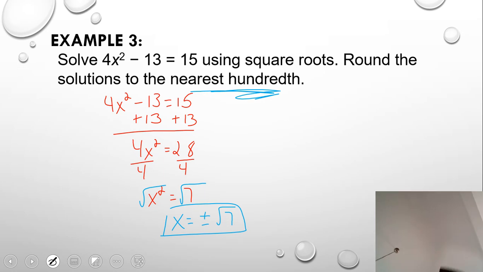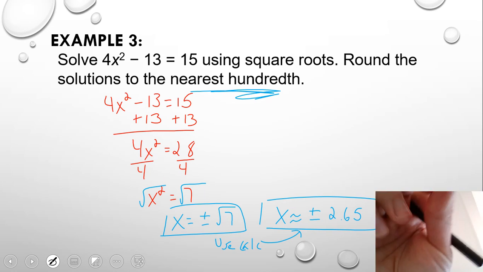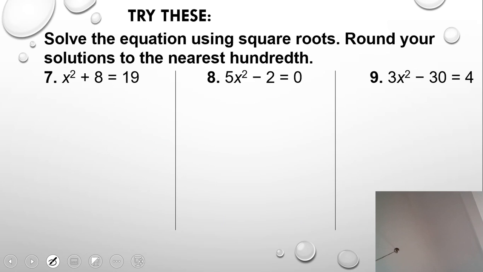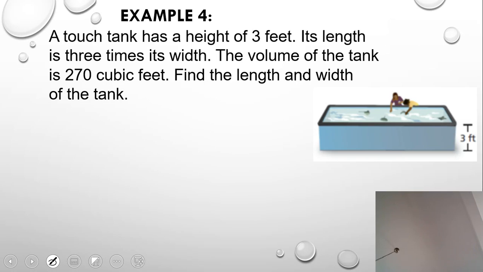That would be our answer in radical form, but they're asking us to round this to the nearest hundredth. So then we have to put the square root of 7 into our calculator. The square root of 7 is 2.65. So x is approximately positive or negative 2.65. So again, I have to use the calculator to get from here to here. All of these are just the same exact idea. So you're going to have to use your calculator to get that final answer. And remember, there's two solutions, positive or negative, whatever that value is.